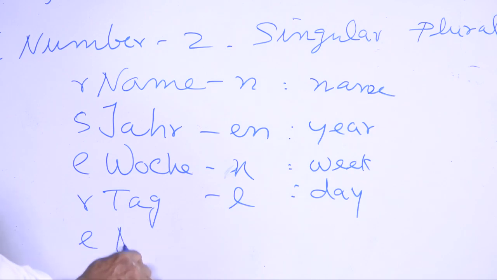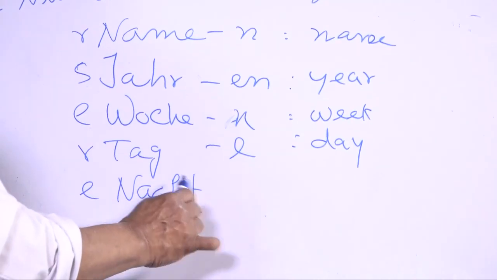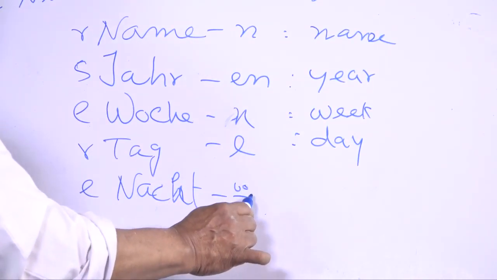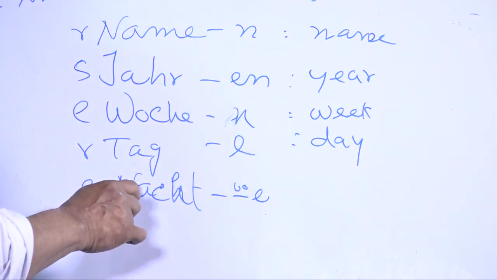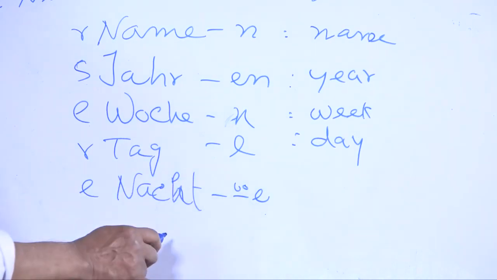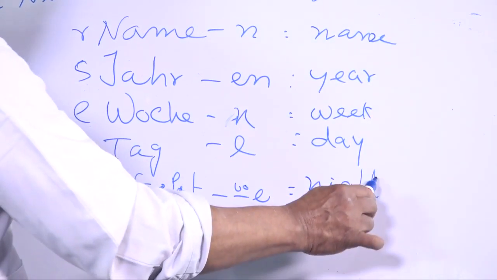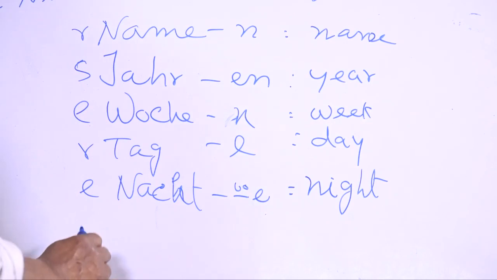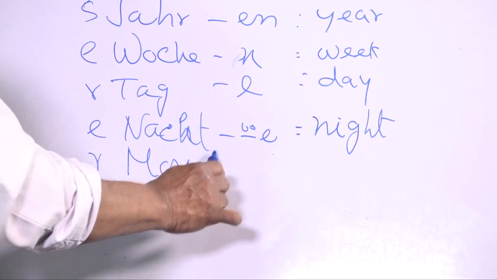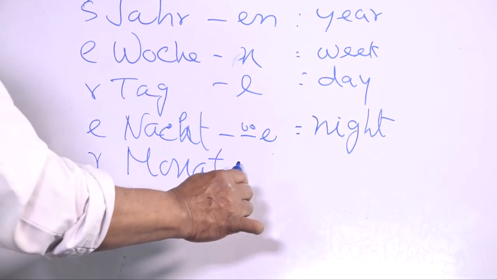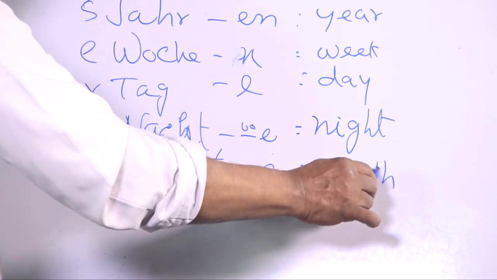Die Nacht, gute Nacht. Nacht is night, Nächte. It has an umlaut on the A, but also you add an E at the end. That is night. Then Monat. Monat is feminine. No, masculine. Der Monat. Month.